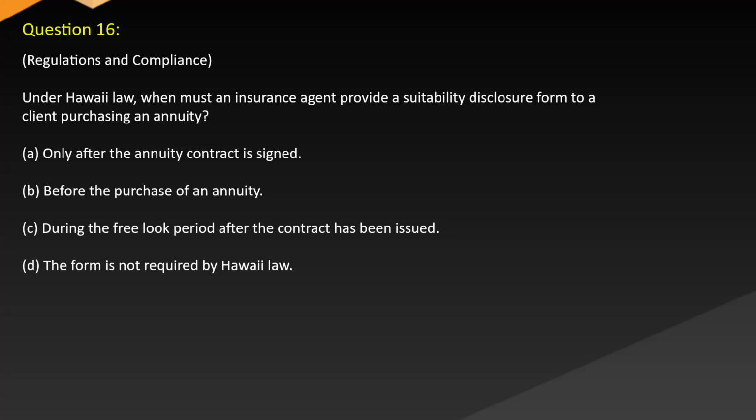Regulations and compliance under Hawaii law. When must an insurance agent provide a suitability disclosure form to a client purchasing an annuity? A. Only after the annuity contract is signed. B. Before the purchase of an annuity. C. During the free look period after the contract has been issued. D. The form is not required by Hawaii law.